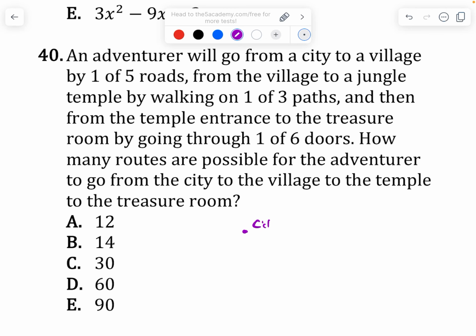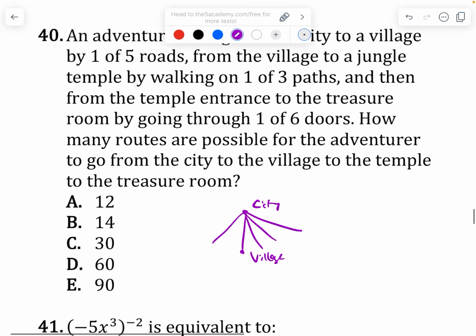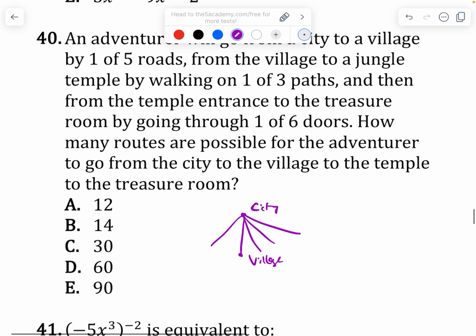City, village, 1, 2, 3, 4, 5. And then village to a jungle, 1, 2, 3 paths.